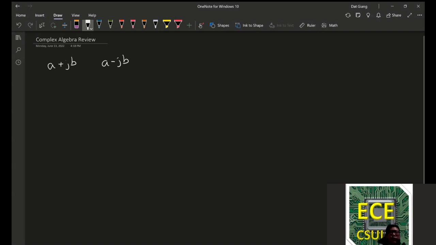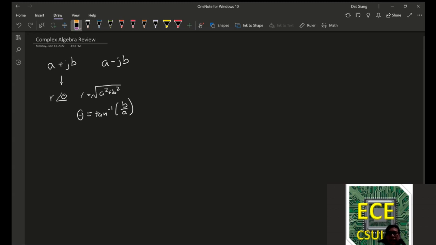If we were to convert them into polar form, we get r angle theta, where r is equal to the square root of the sum of their quantities squared, and theta is equal to tangent inverse of b over a. However, for this one, it's not necessarily as simple as just finding an angle. We have to consider a few cases.